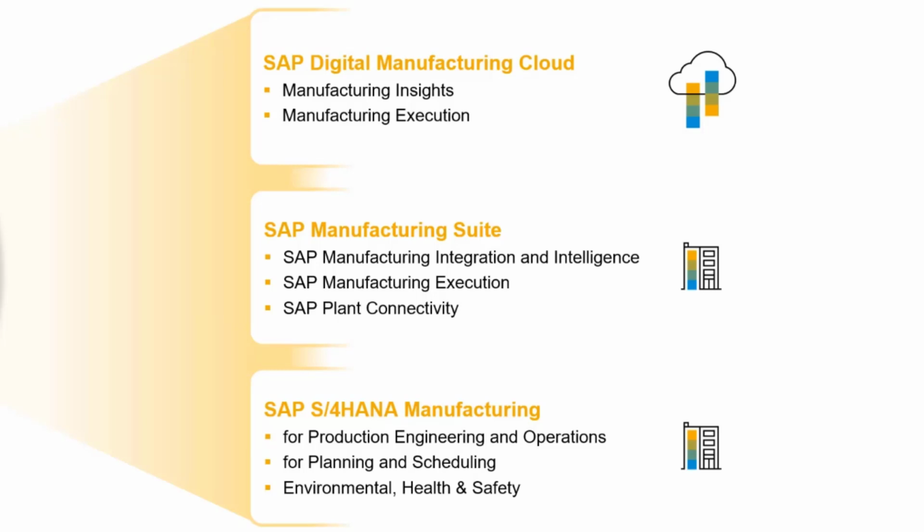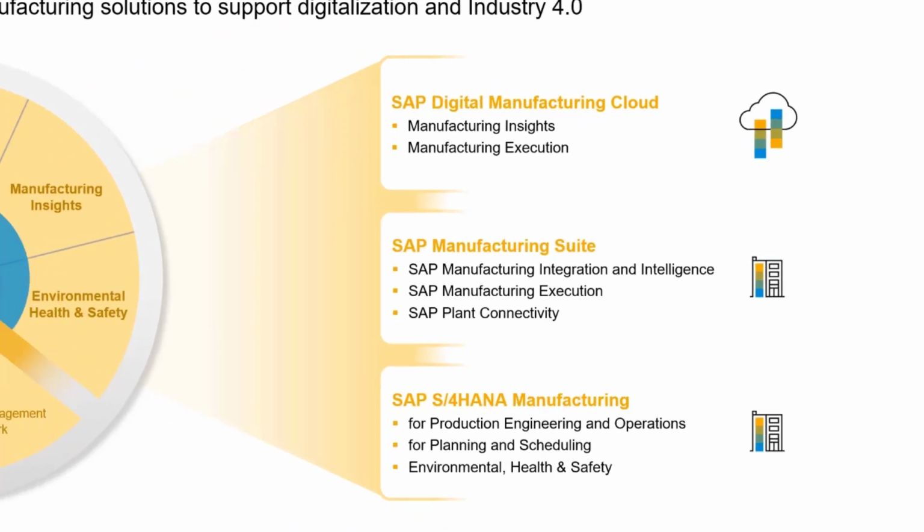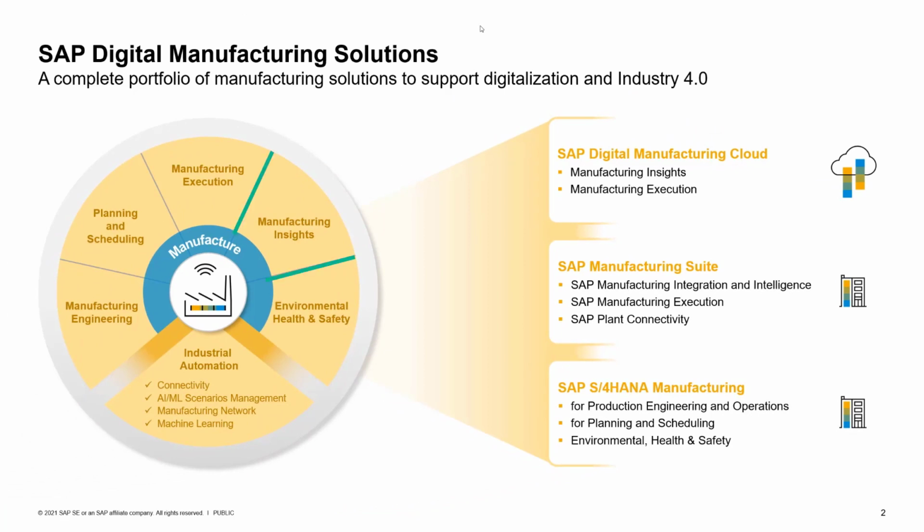We also have SAP S/4HANA and what's built into the core. That includes production engineering and operations for complex assembly, planning and scheduling, and also environmental health and safety. So once again, today we'll be covering the SAP Digital Manufacturing Cloud for Insights piece.